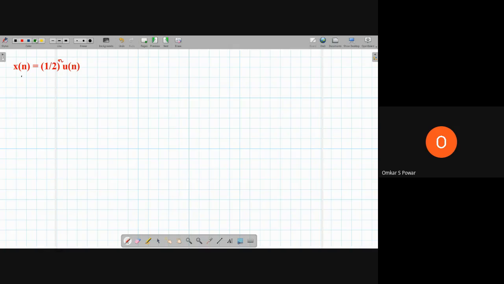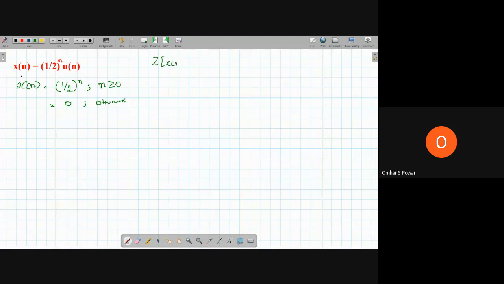So now what is the question here? X of n is equal to half power of n u of n. How can we solve this one? First we'll write the mathematical expression, and then we can solve it. X of n is equal to half power of n for n greater than or equal to 0, and is equal to 0 otherwise. Write this at the side, so that while substituting it will be a reference for you. So now let us begin the problem.